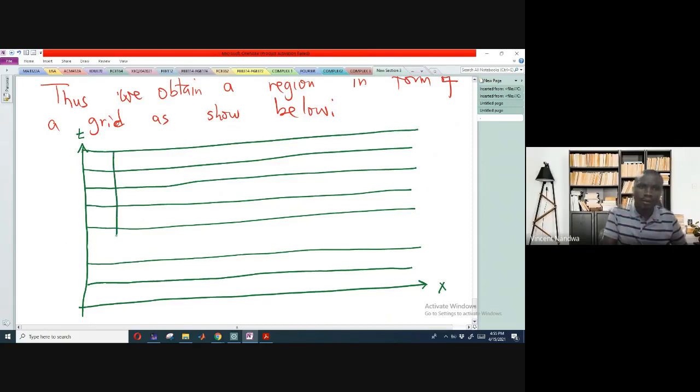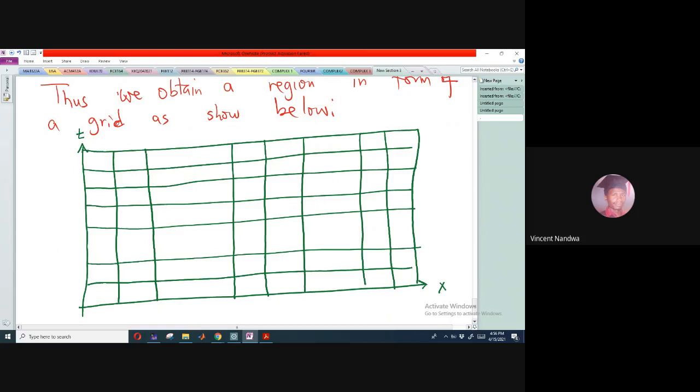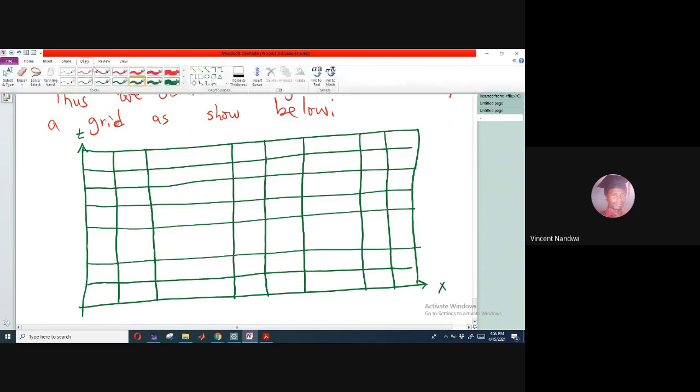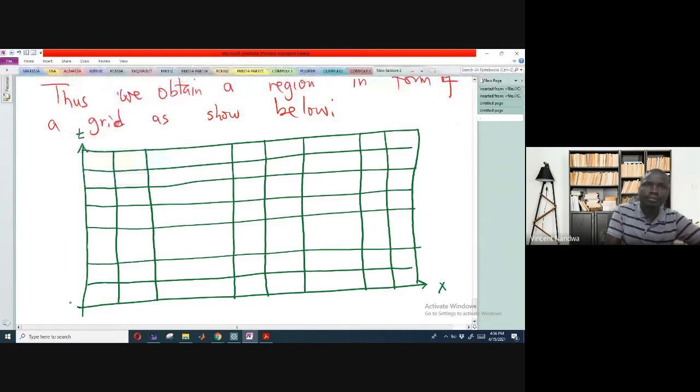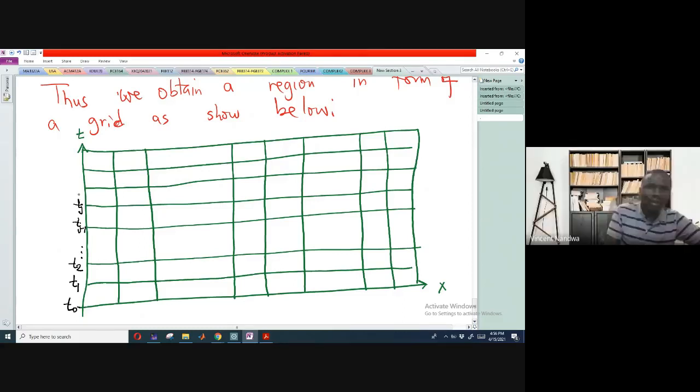And then we have this vertical axis. So these values here, this is what we call t0, this is t1, this is t2, etc. up to this is tj, and then this is tj minus 1, and this is tj plus 1, and then up to the last one is called t sub m.